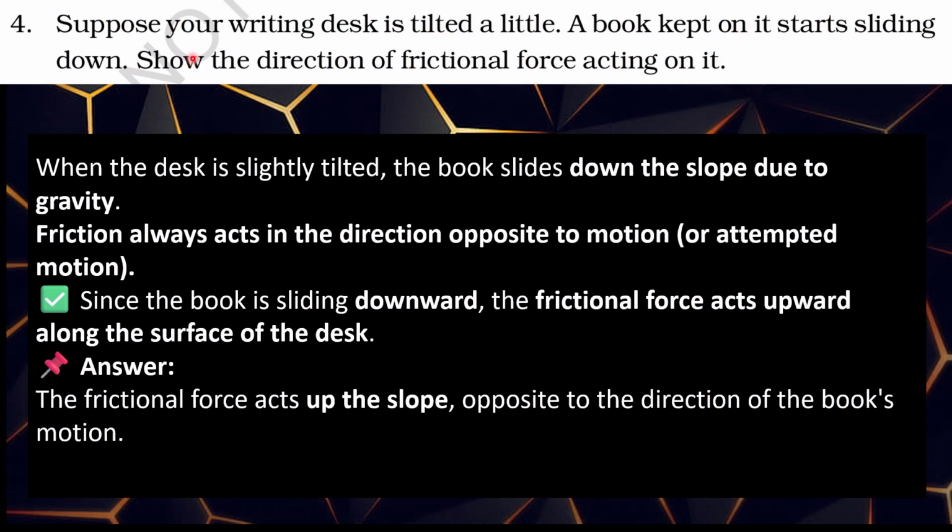Question number 4. Suppose your writing desk is tilted a little. The book kept on it starts sliding down. Give the direction of frictional force acting on it. When the desk is slightly tilted, the book slides down the slope due to gravity. Friction always acts in the direction opposite to motion or attempted motion. Since the book is sliding downward, frictional force acts upward along the surface of the desk. Answer: the frictional force acts up the slope, opposite to the direction of the book's motion.